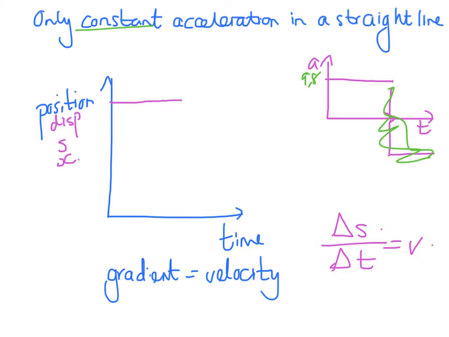If I have a constant position, in other words, I'm not moving, I'll get a horizontal straight line. So that is no velocity, zero velocity. I haven't moved.